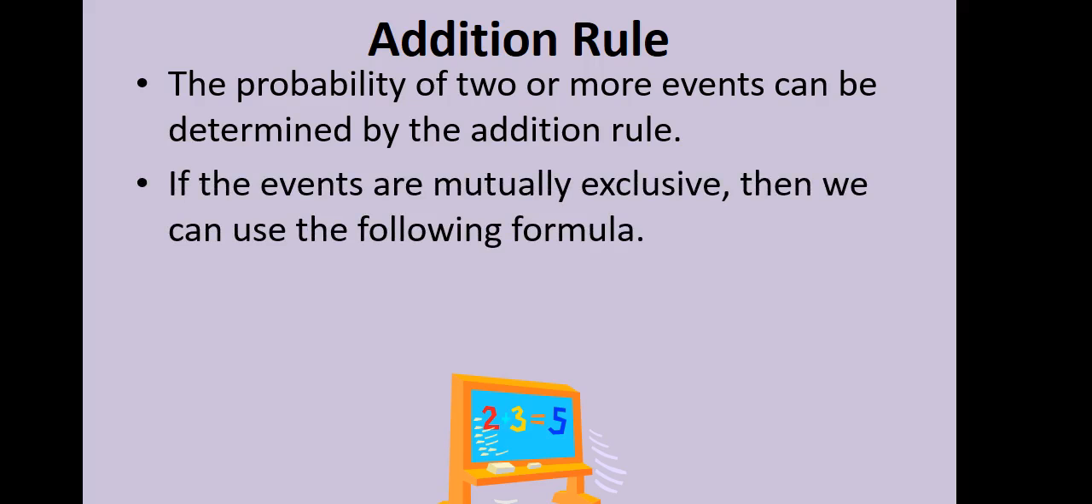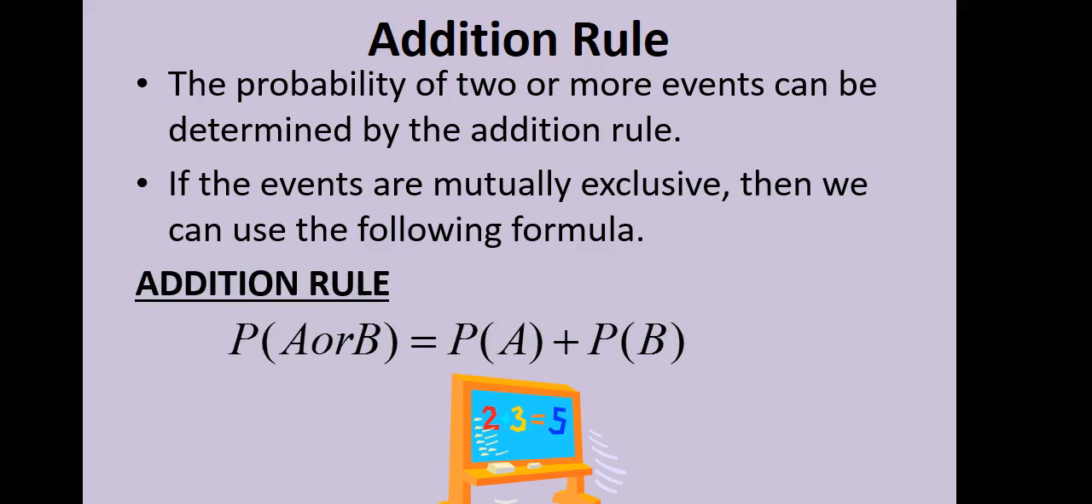If the events are mutually exclusive, then we can use the formula that is given here. The probability that A or B occurs is equal to the probability of A occurring plus the probability of B occurring.